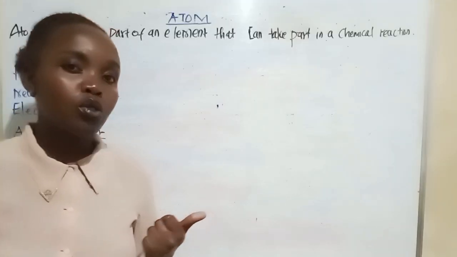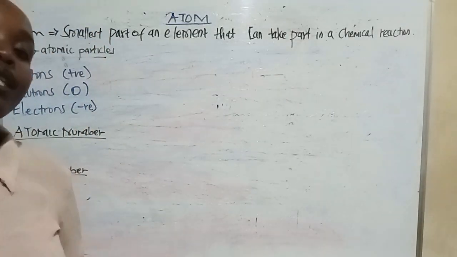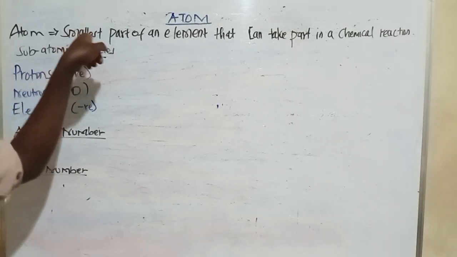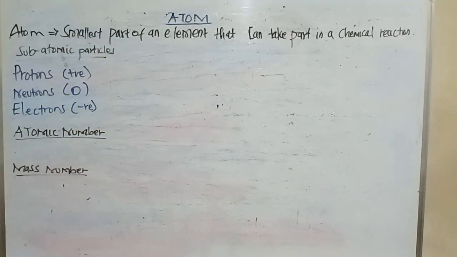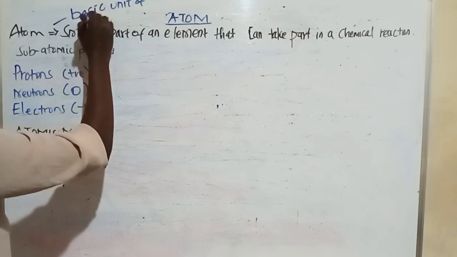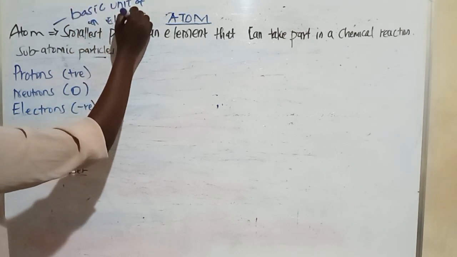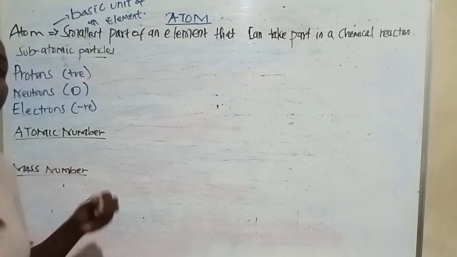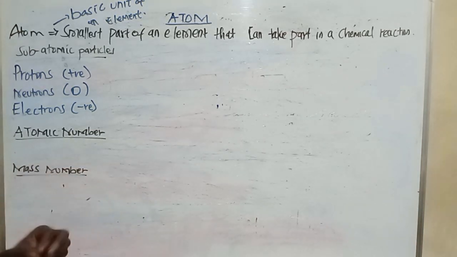In this unit, we're going to talk about atoms. Now, what is an atom? We say an atom is the smallest part of an element that can take part in a chemical reaction. Now, it is the smallest what? The smallest part of an element. This is the same as saying it is the basic unit of an element, or you can talk about the building block of an element. An atom is made up of subatomic particles, namely protons, neutrons, and electrons.